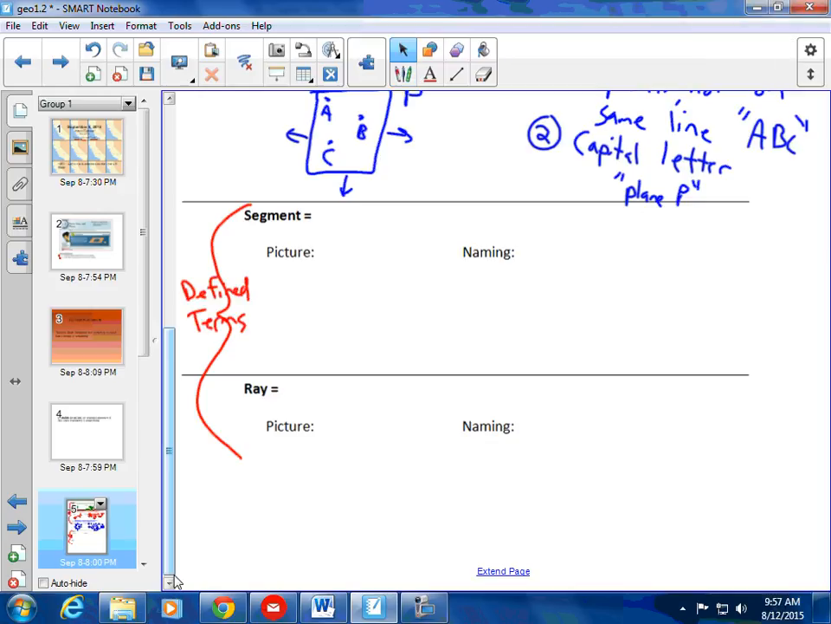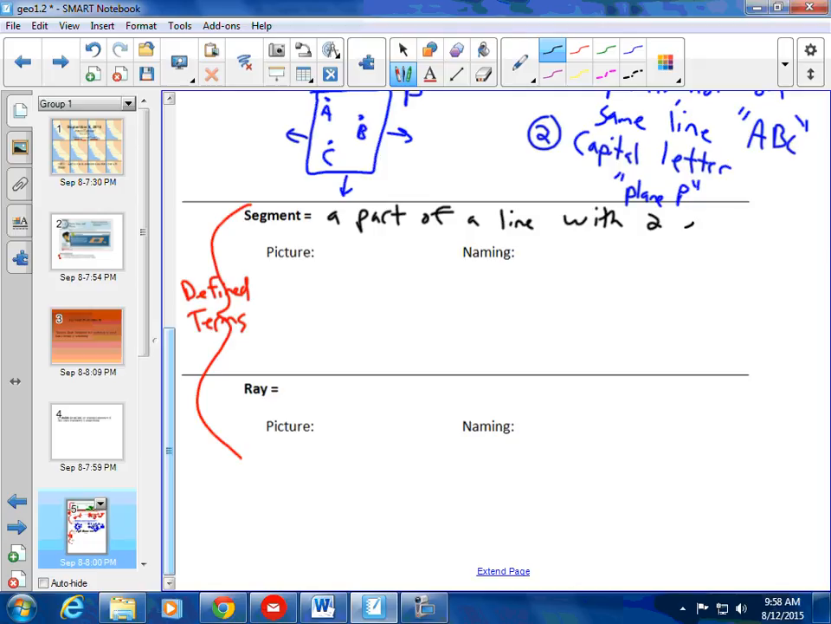These defined terms are pretty simple. A segment, I'll use black for this. A segment is a part of a line that consists of two endpoints and all the points between them. A part of a line with two endpoints. And from the definition of a line, it has to have all the points in between. There could be infinite points in between, too.